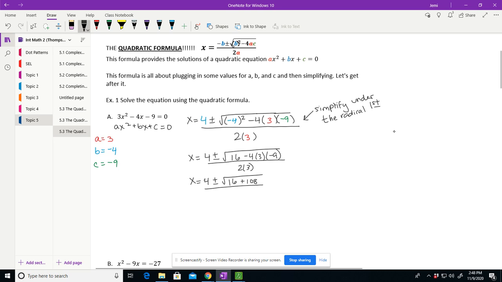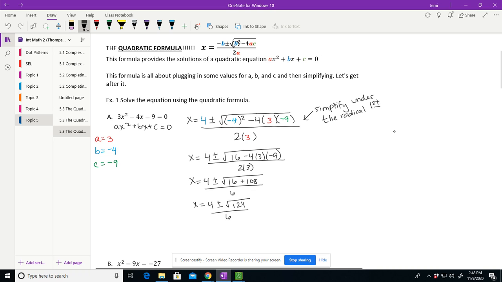And then on the bottom here, I could multiply that out right now also. 2 times 3 gives me 6. You could do it now or later. Continue simplifying underneath the radical. 16 plus 108 gives me 124.